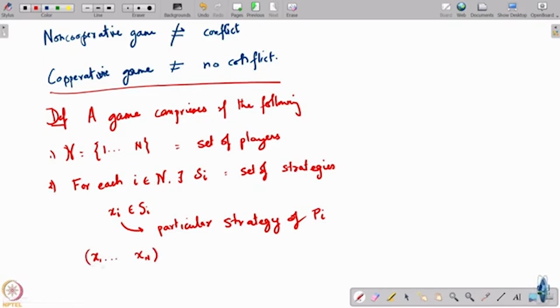Now, if I put together this collection x1 till xn, you can think of this as some collection, or you can think of it as a composite vector comprised with these components, however you want to think of it. x1 to xn here is what is called a strategy profile.